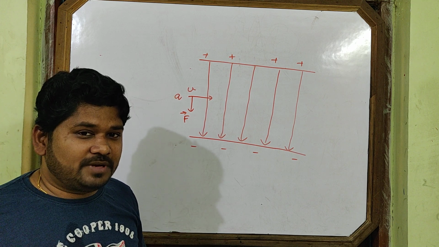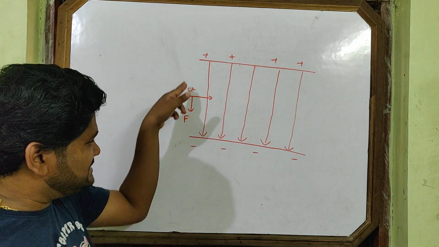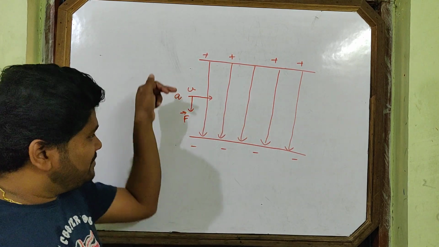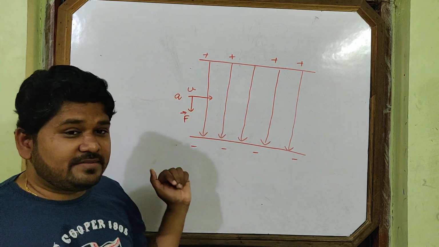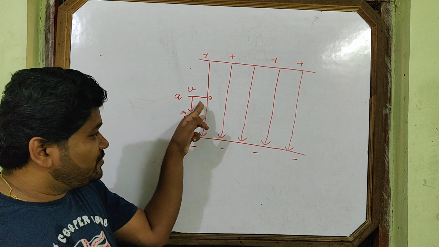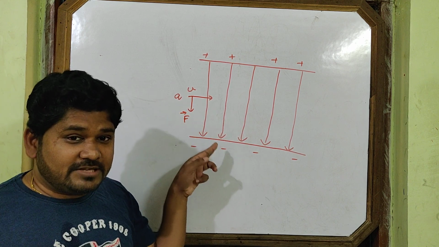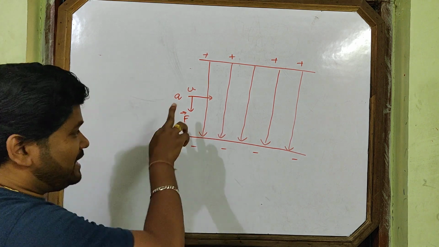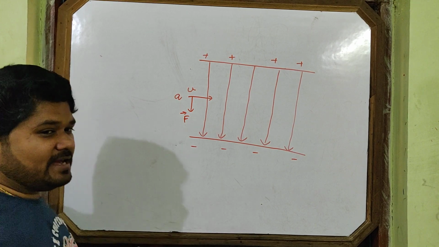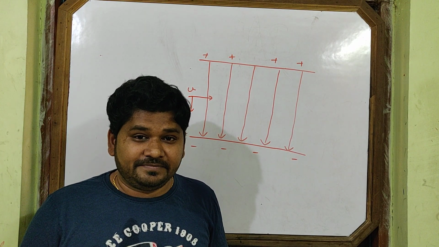How will the particle move now? What was the initial velocity along the y-axis? Along the x-axis, velocity is u. But along the y-axis, what is the initial velocity? It is 0. But now, due to force, acceleration comes, and along the y-axis the velocity gradually increases. So it now has 2 velocities, one along the x-axis, one along the y-axis. How will the particle move? The particle will move along the resultant.